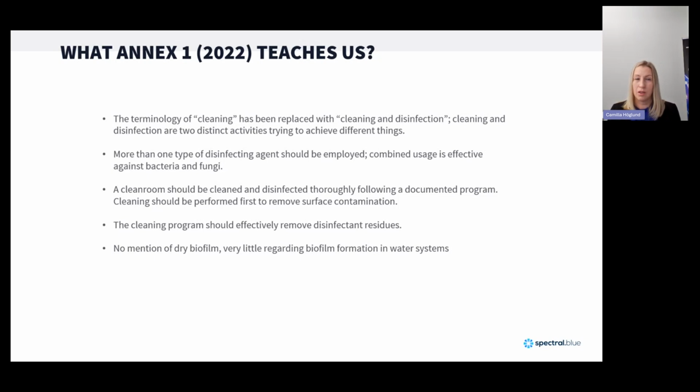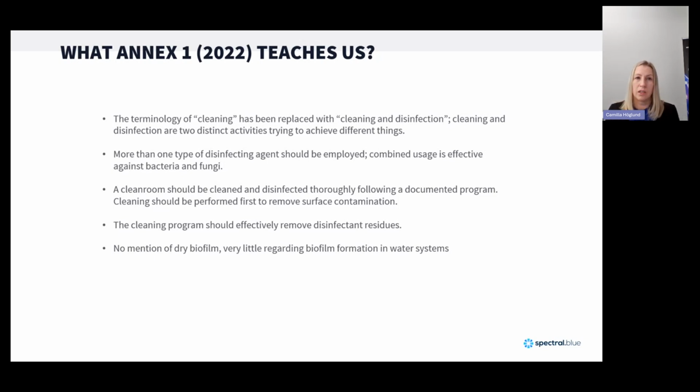Although it doesn't really teach you how you should remove the residues, I think, at least I've been told, that a good way is to wipe off the surfaces after cleaning with a microfiber cloth that is a little bit wet, so that there is as little chemical residue as possible left on the surfaces. Because what we know is that chemical residues can be an excellent media for microbes that want to create dry biofilm and live in the dry biofilm.